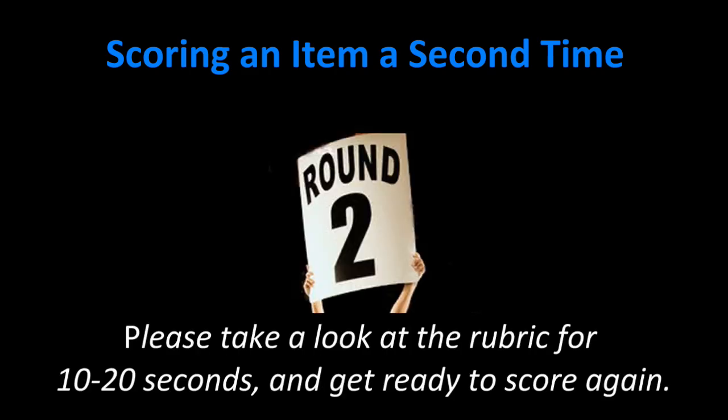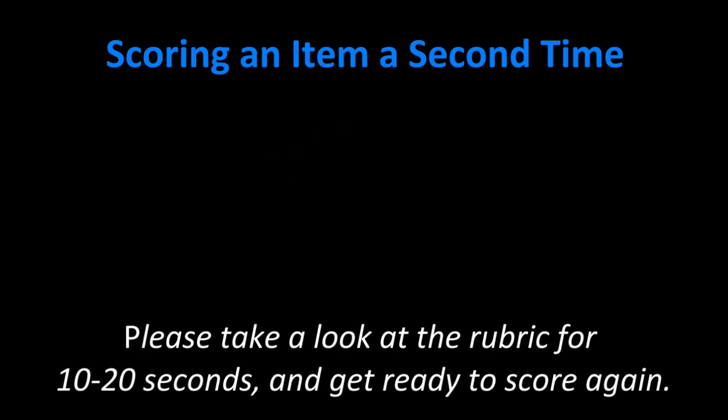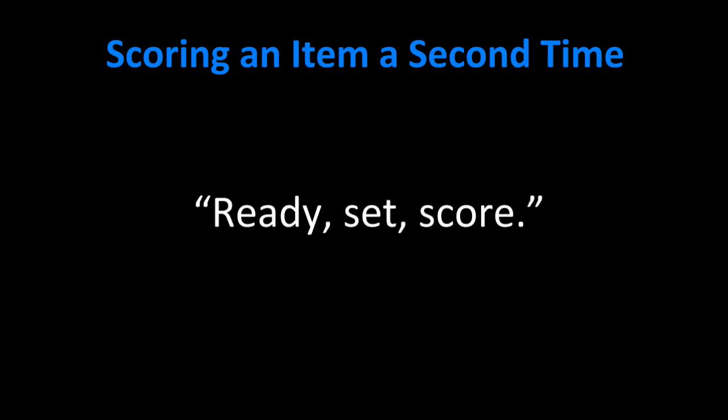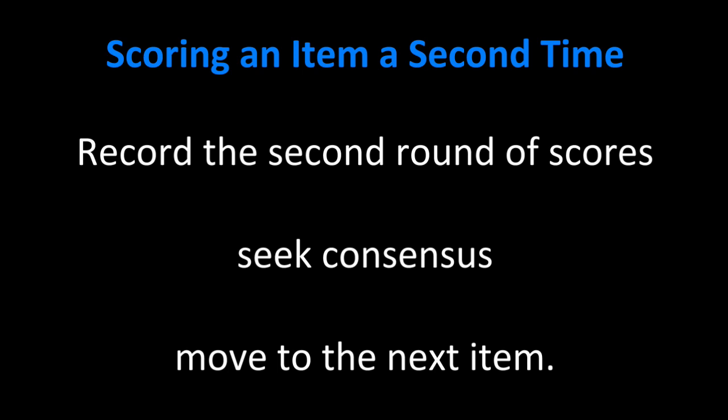Scoring an item a second time. When the discussion on an item has been completed, the facilitator should get the participants ready to score the item a second time by saying, please take a look at the rubric for 10 to 20 seconds and get ready to score again. When they're ready to score, say ready, set, score. Record the second round of scores, seek consensus to go with the majority score, then move to the next item.